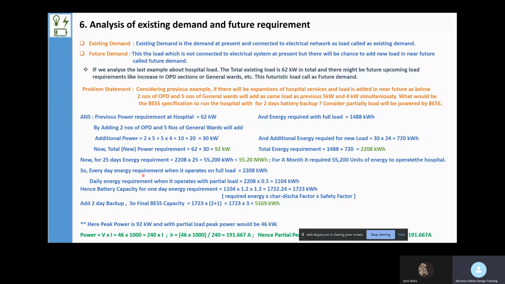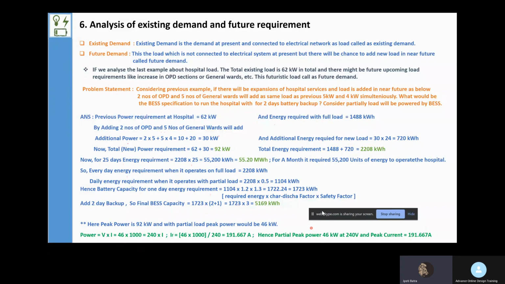So every day the energy requirement when it operates on full load is 2208 kWh. The daily requirement when it operates with the partial load is divided by 2, or multiplied by 0.5. So it's 1104 kWh. Now the battery capacity for one day energy requirement would be 1104 into 1.2 into 1.3, which goes to 1722.24. So I would say 1723 kWh. And he asked for 2 days battery backup, then into two.